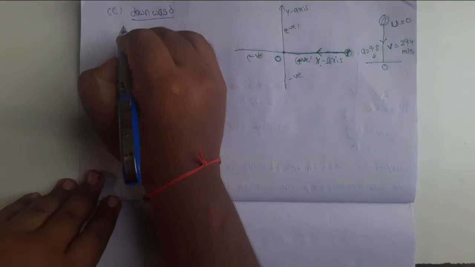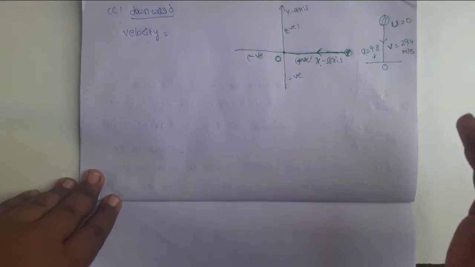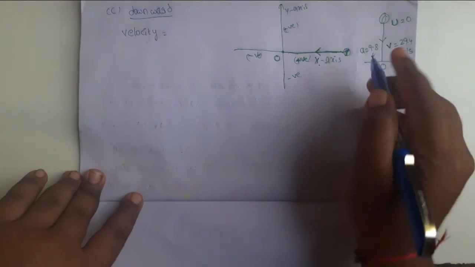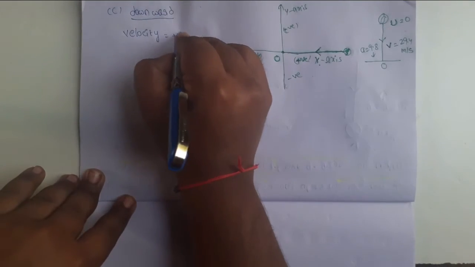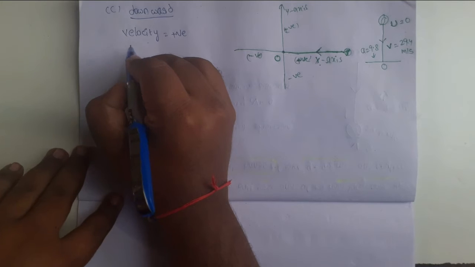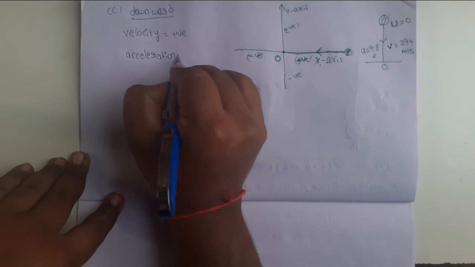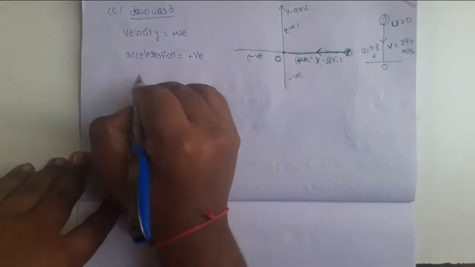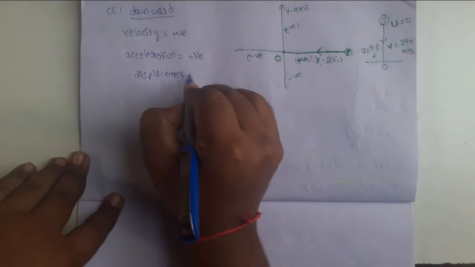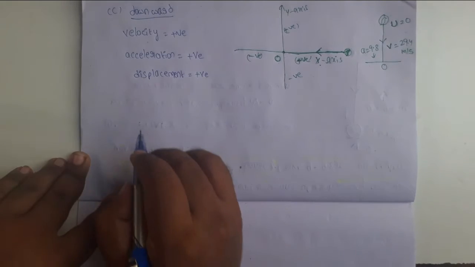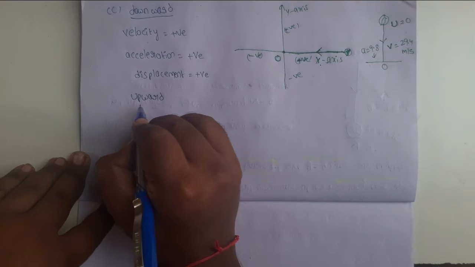What is the velocity sign? Velocity sign means either positive or negative. Whenever the ball is moving in the downward direction, velocity is positive, and also acceleration is a positive value, and displacement is also a positive value.